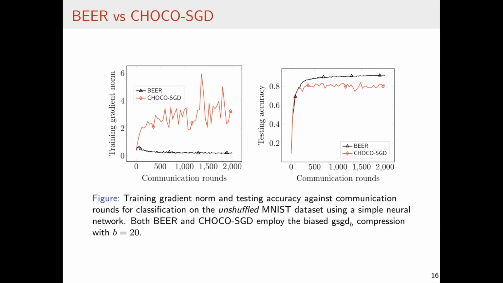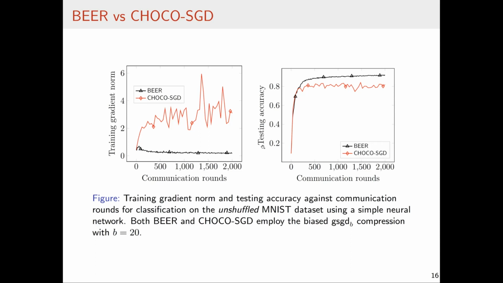What I mean by an unshuffled data set is, imagine you have a number of clients: the first client may only see the digit 1, the second client may only see the digit 2, and so on and so forth. So this creates a scenario to mimic data heterogeneity using the MNIST data set. Both BEER and CHOCO-SGD use the same kind of communication compression scheme. And we can see in this toy example, indeed, CHOCO-SGD doesn't really work well when the data are highly heterogeneous. Although CHOCO-SGD works quite well when we shuffle the data set to create an IID scenario.